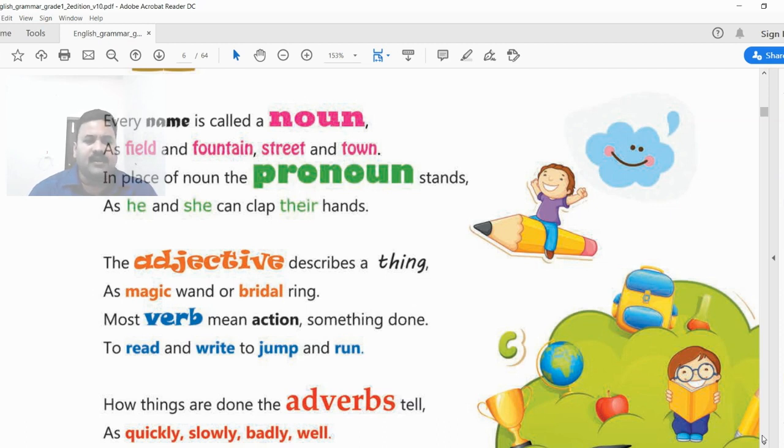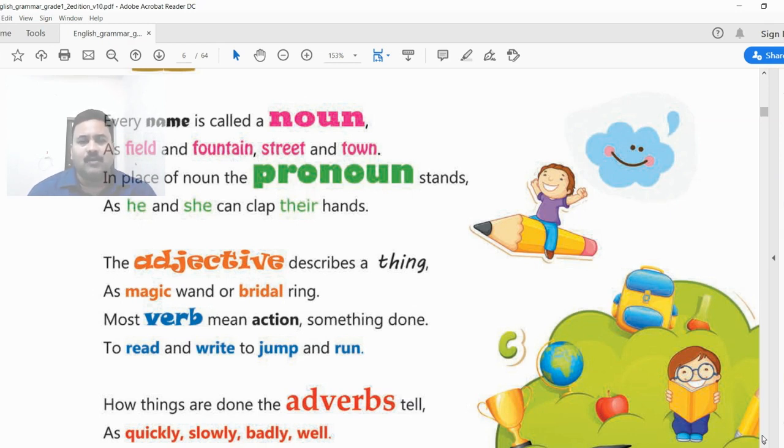Let's go to the second paragraph. The adjective describes a thing, as magic wand or bridal ring. Most verbs mean action, something done, to read and write, to jump and run. So what does an adjective do? It describes a thing. So we know that a thing is a noun, right?